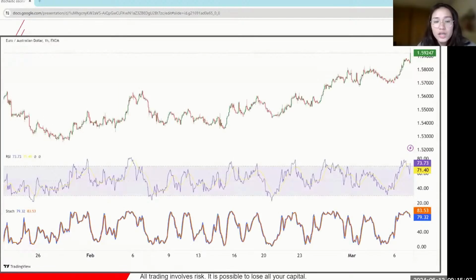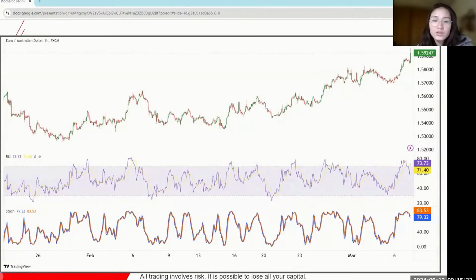This is just an example of what your RSI and stochastic look like. This is on TradingView. You can see it's pretty similar in terms of the price movement. Whenever we are expecting prices to drop, they tend to have a pretty similar price movement and price structure as well.